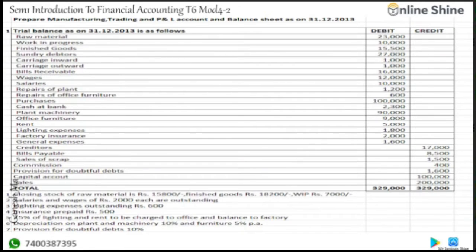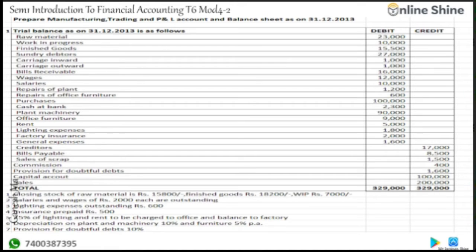Now all these effects, I posted the entries. Some are related to manufacturing, some related to trading, some related to P&L account, and some related to balance sheet items. Now these items which are posted in my inner column, on those items there are some adjustments which are given below. Whatever items are posted directly on the outer column, there is no adjustment.